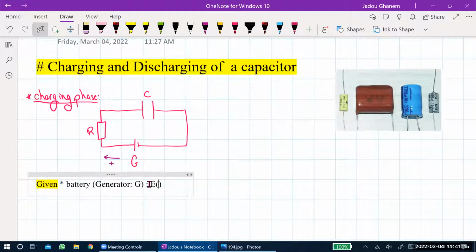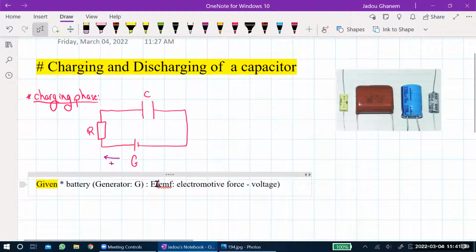We usually call it E, which is EMF, or if you don't know the meaning of EMF from grade 10, it's electromotive force of this battery, or in general, it's the voltage of the battery. So the maximum voltage that this battery can provide is capital E, okay? Hope you got my idea. So for this battery, the voltage will be maximum E.